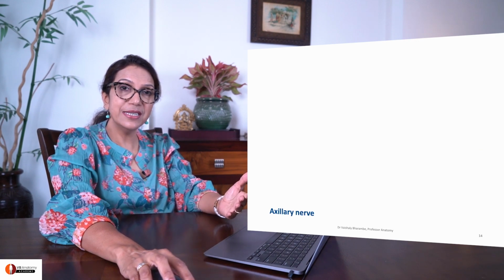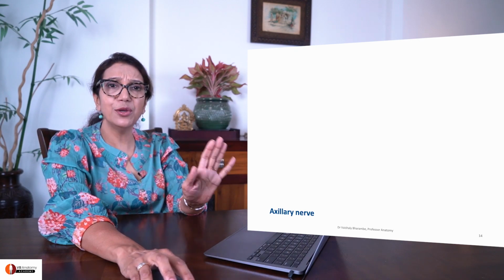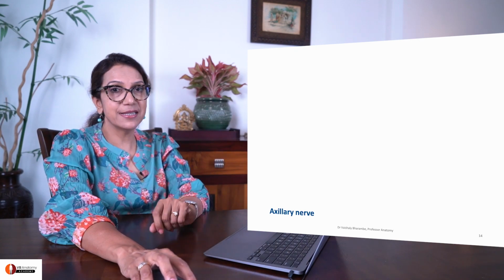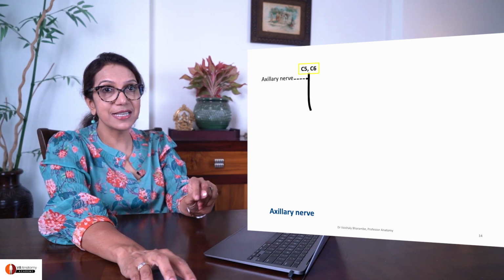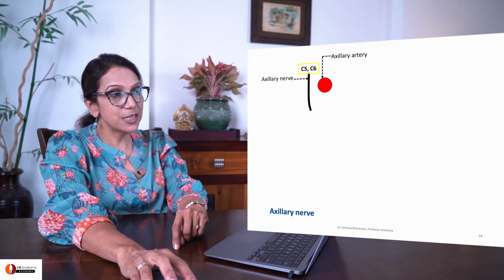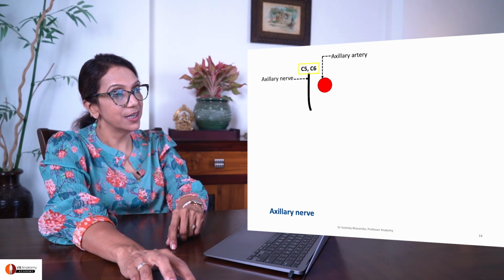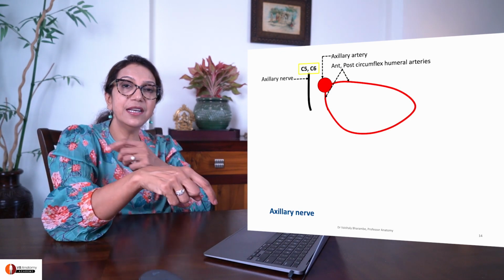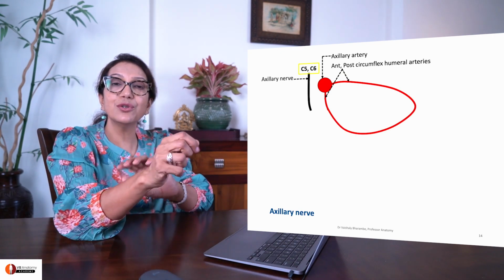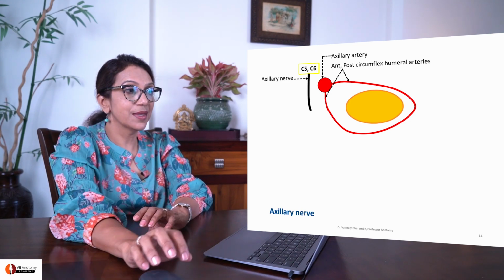Are you ready, students? Let's begin. Draw as I have shown you. This is a very unique diagram. Draw it as I am showing you. From C5, C6, this is your axillary nerve. It lies posterior to the axillary artery. Have you drawn the axillary artery? Now the axillary artery gives rise to anterior and posterior circumflex humeral arteries which wind around the humerus.